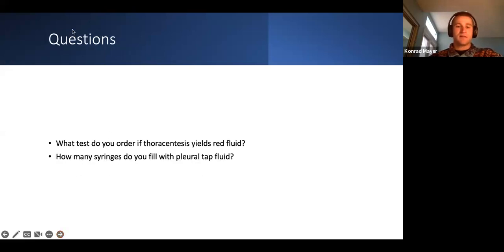So that was my last slide, and then I have some questions here to review afterwards, when you're studying. What test do you order if thoracentesis yields red fluid, and how many syringes do you fill with pleural tap fluid?